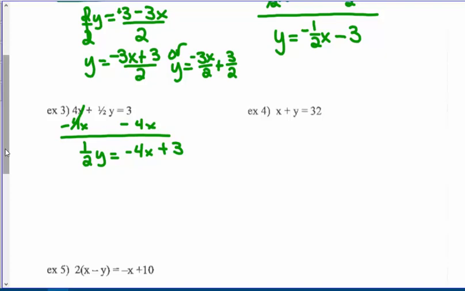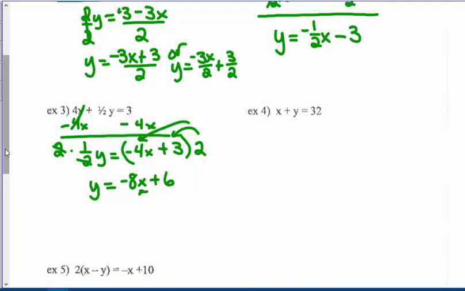And now to get not 1/2 of y, but just y, I'm going to multiply by 2, which means I also have to multiply, this is a quantity, everything on the right side of the equation by 2. So it looks like backwards distributive property. It's just the distributive property. So I get y equals 2 times negative 4x, which is negative 8x, and 2 times positive 3 is positive 6. So y would equal negative 8x plus 6. Solving for y in terms of an x. So there's an x term in the answer. Y is all by itself.